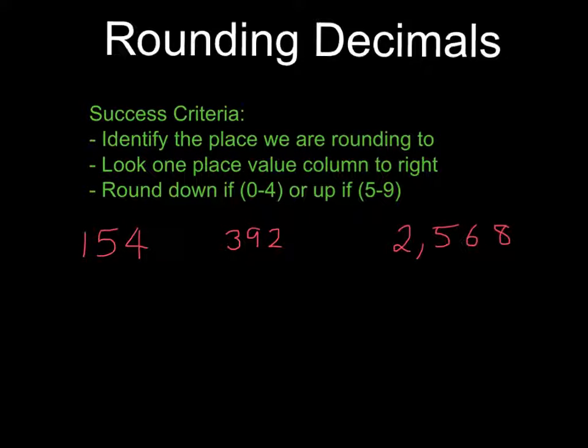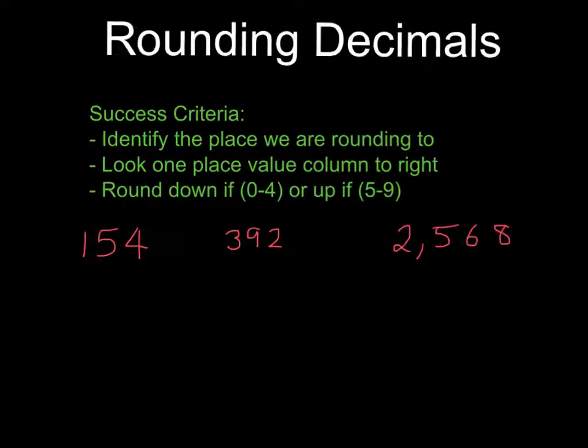Let's look at rounding decimals. Rounding decimals works the same as rounding off any number. So all I've built is a little success criteria of steps to follow to round decimals off, and we'll apply it to some whole numbers first. So step number 1 is to identify the place we are rounding to.